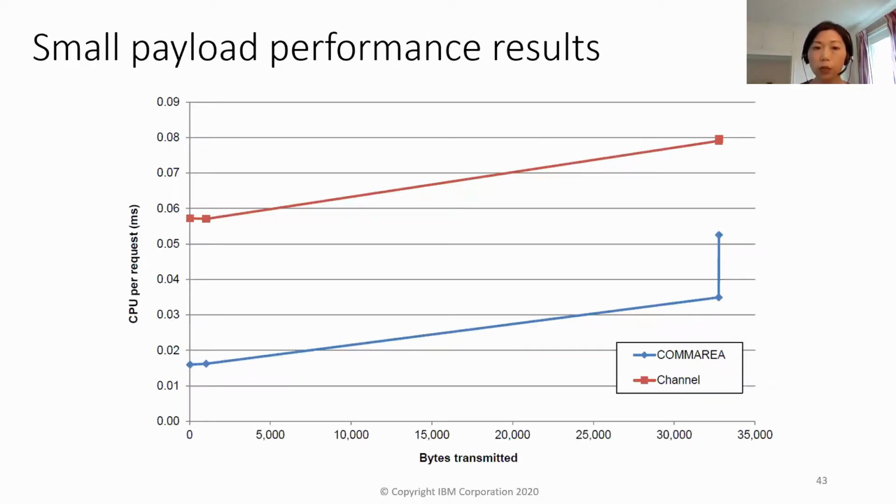First of all, we looked at the small payload performance. For small payload, we have a payload of up to 32 kilobytes here. So as you can see, the blue line, which is COMMAREA, incurs smaller CPU per request. It's around 0.04 millisecond, so that's 40 microseconds less CPU for the request we've got.